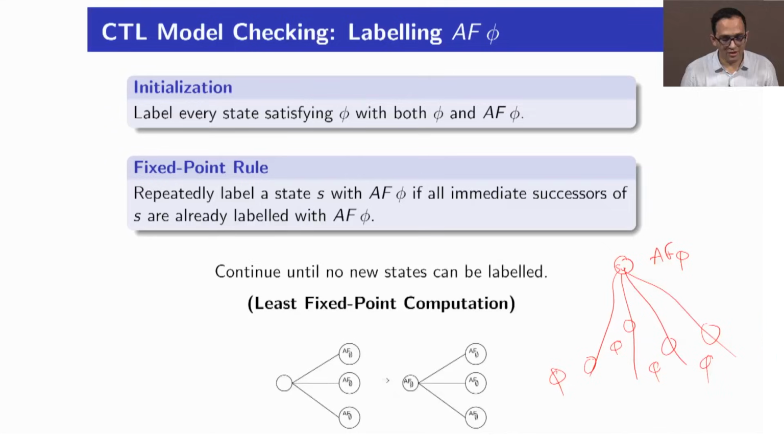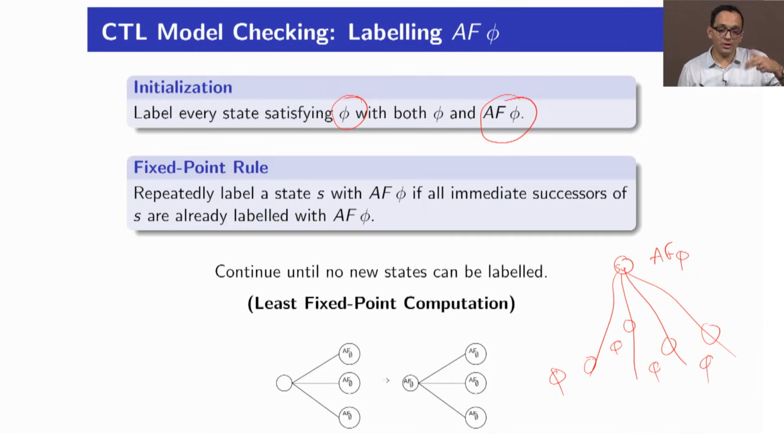So, this is your intuition, you have to achieve that, but I am not going to explicitly identify the paths and check whether in some future state phi holds, and only then label that state with AF phi. I am not going to do that. What I am going to do is very interesting. I will start labeling the nodes where phi holds. That node I will also label with AF, okay.